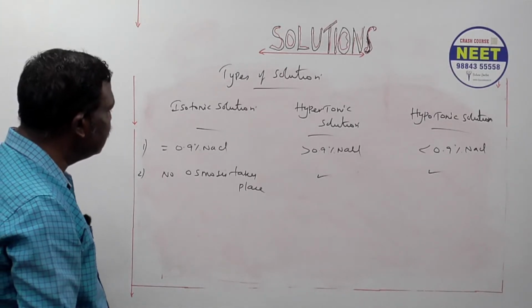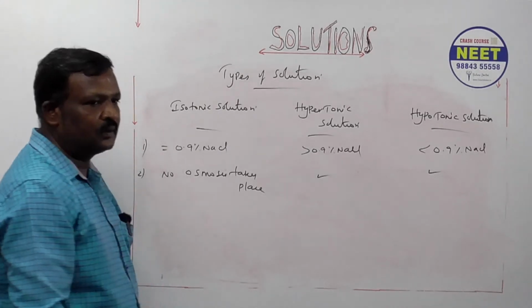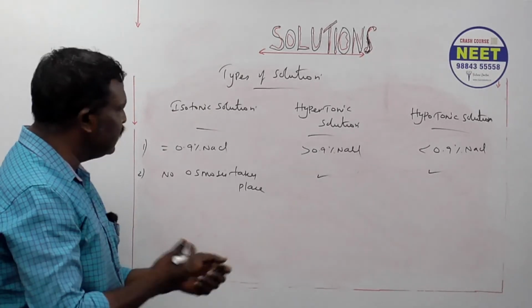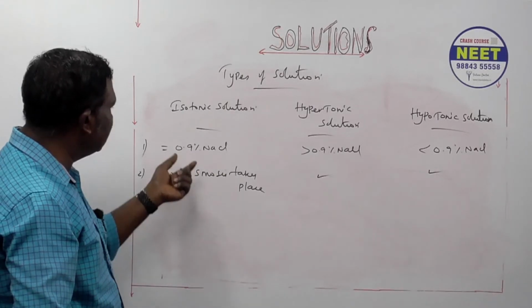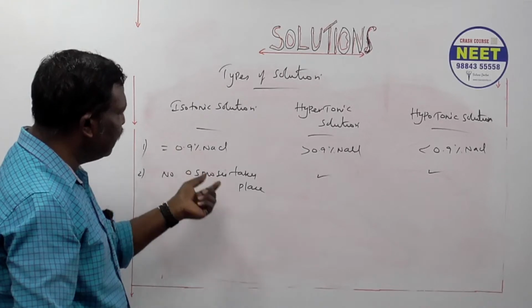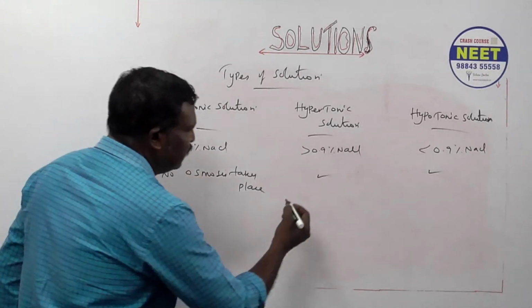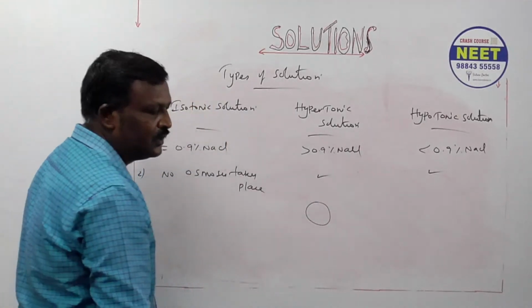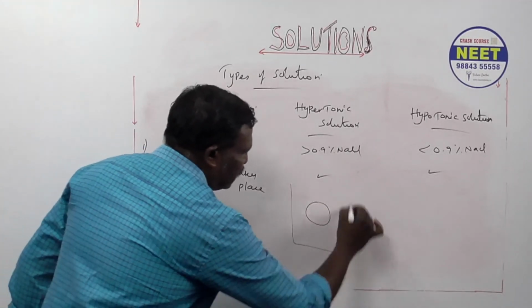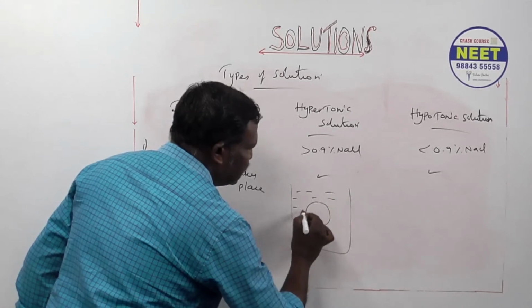Takes place. No osmosis process, no. There is no movement of solvent. Okay, because I am taking one blood cell here. Suppose you take one blood cell, I consider it as a blood cell in one solution.